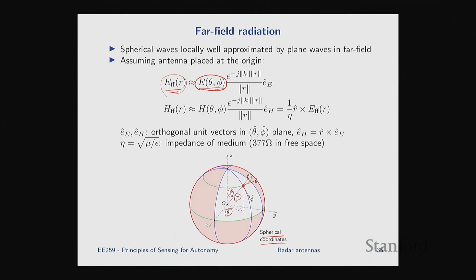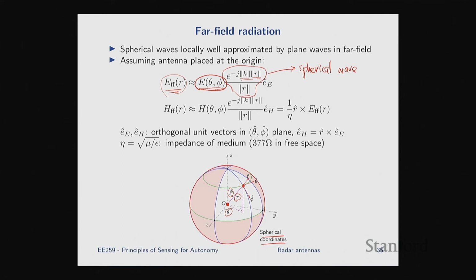So your electric field at point r, we can write as E of theta and phi, which is just the directional dependence. And the range dependence, as we said, is just a spherical wave. So it's going to be this term, which should be extremely familiar to you: e to the minus j, norm k, norm r, over r. That, again, is your spherical wave. Here we are assuming the antenna is at the origin, of course. So we put the antenna at 0, 0, and then we're looking at far field.